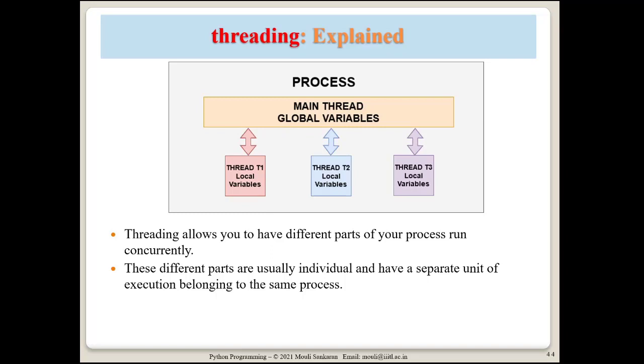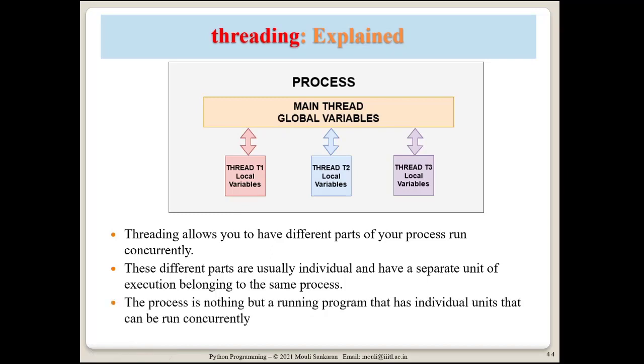But effectively, underneath in the Python world, they need to get the GIL for the Python related activities, but user level activities can still go on, and IO related activities can still go on in parallel, because they are all waiting on events. So these different parts can be put in a process. They can be run as different processes, or as different threads within a process. The process is nothing but running a program that has individual units that can be run concurrently.